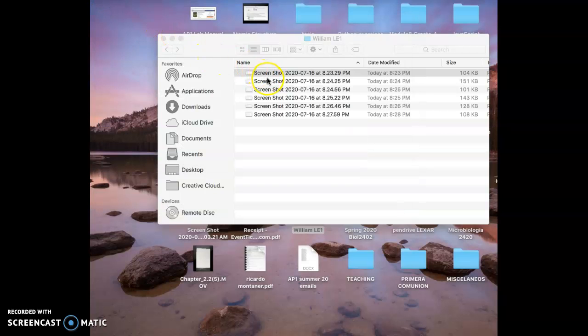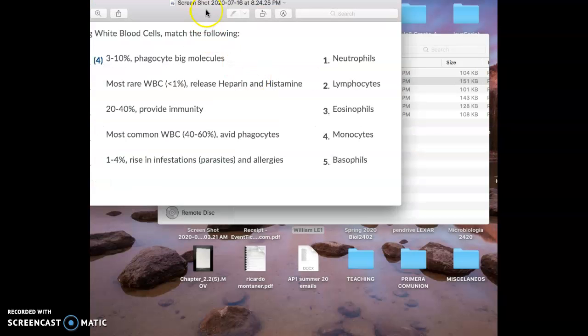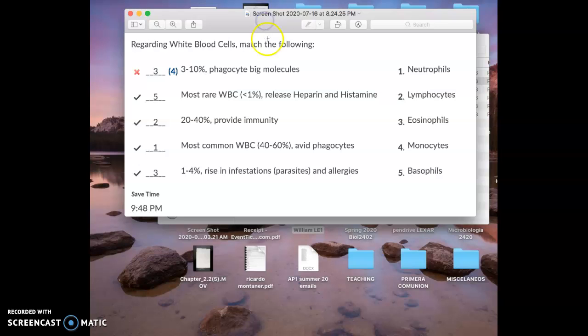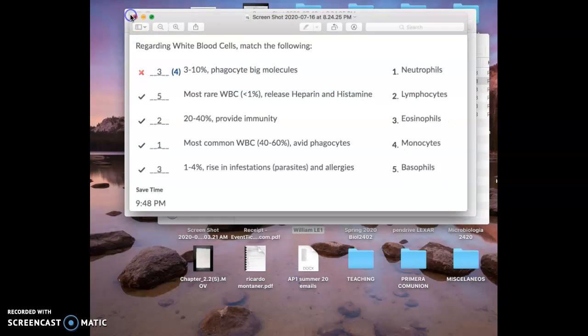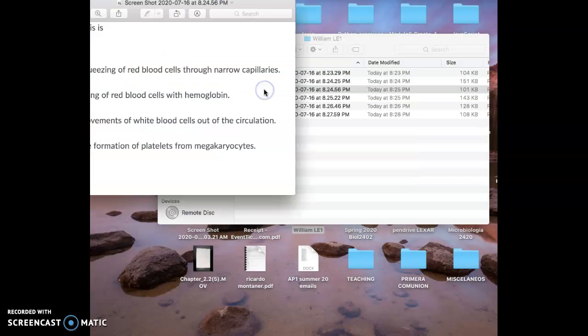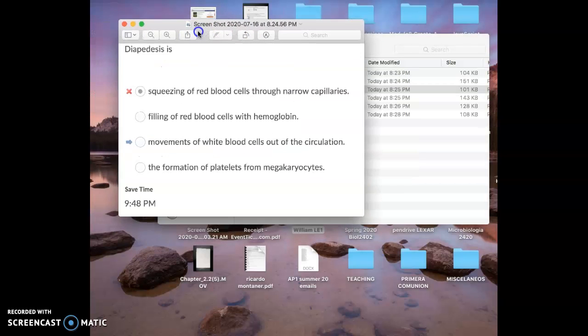And the second one I found, you have the wrong answer in number four. Actually, you repeated number three, and number four was the phagocyte, which is a big molecule. It's a monocyte. That's the one. And the third should be another one.